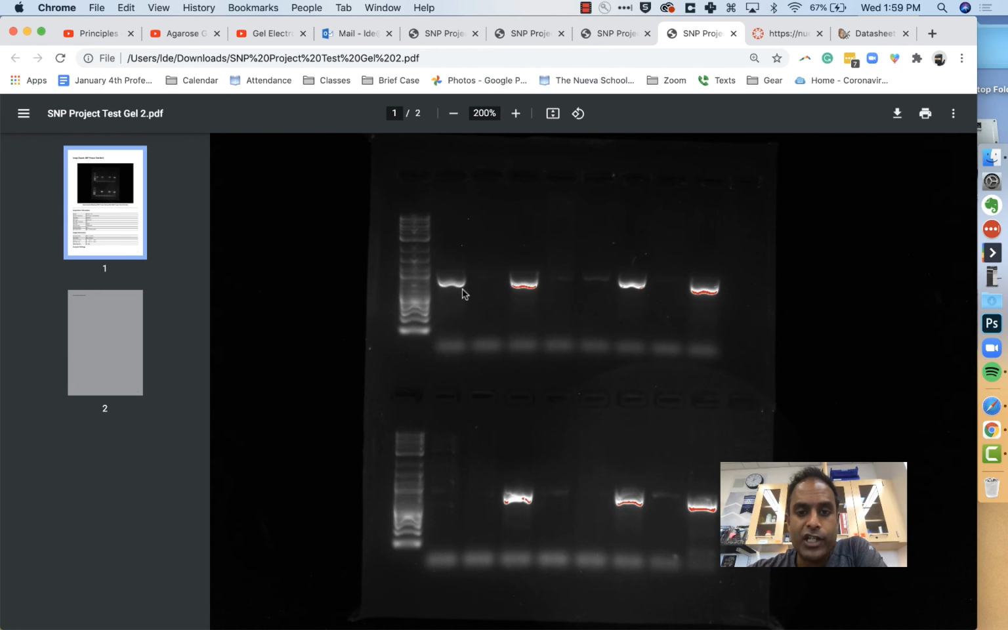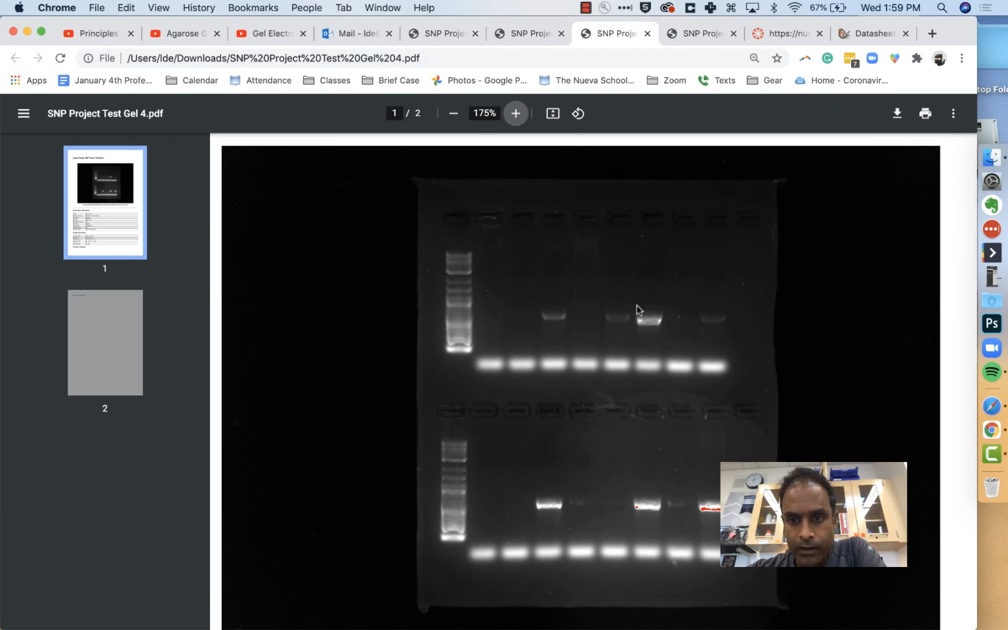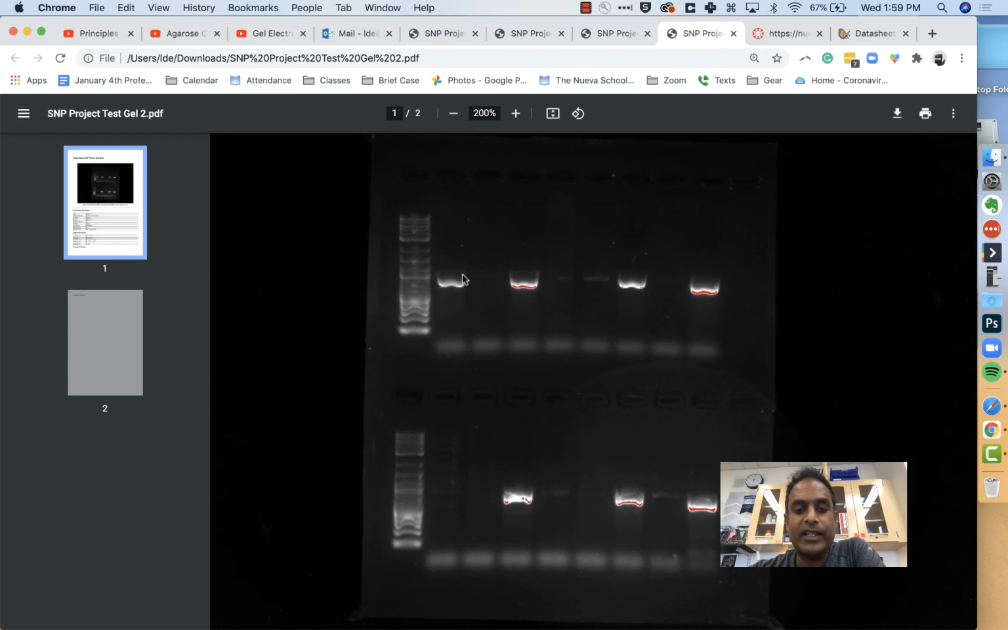This jellyfishing, this is not what a band should look like. A band should look more like this or like this, almost the same exact shape as the well. This means that I have a ton of DNA or I ran my gel too fast, which means my voltage was too high. That means I need to run it at a lower voltage. This gel was run at 120 volts, by the way.